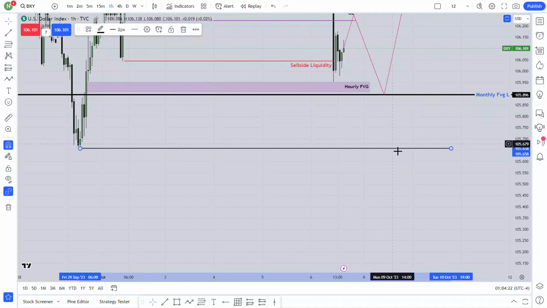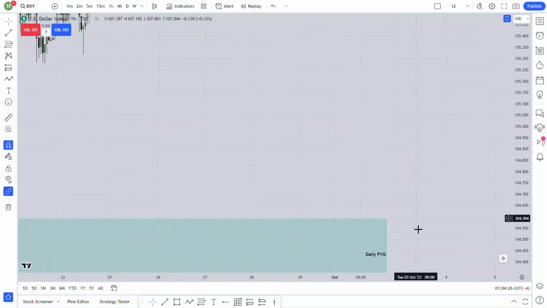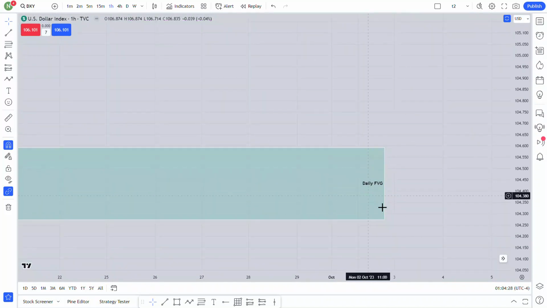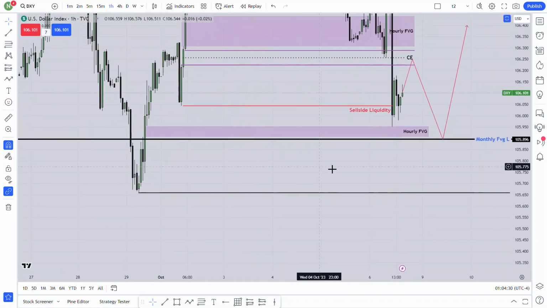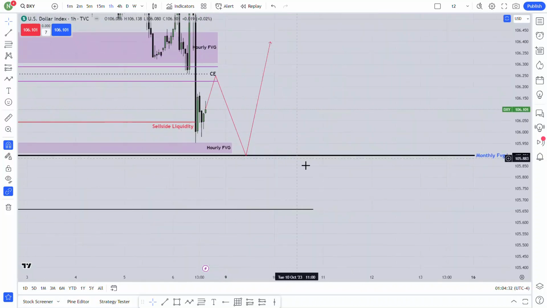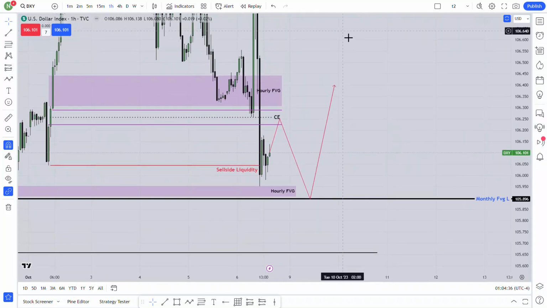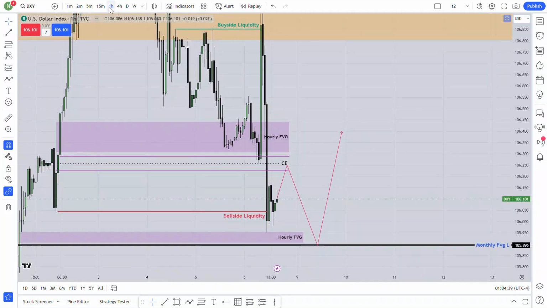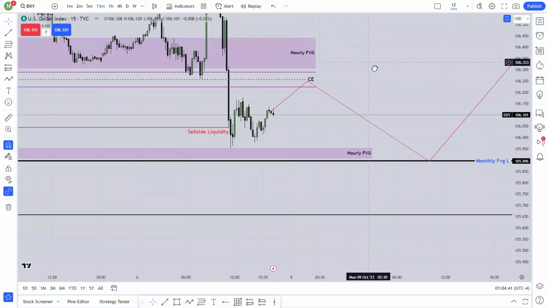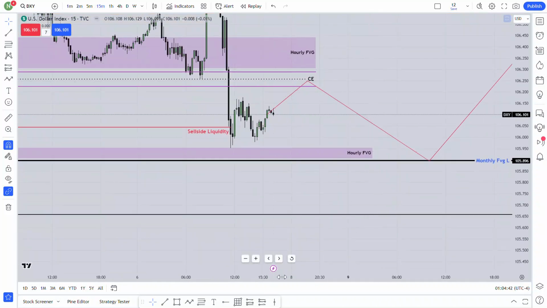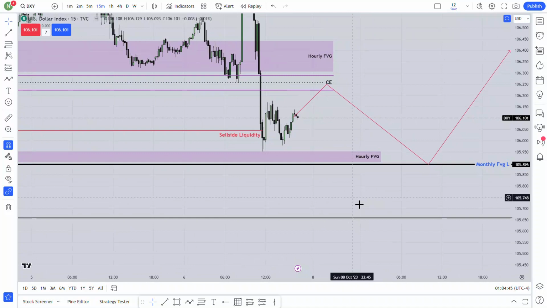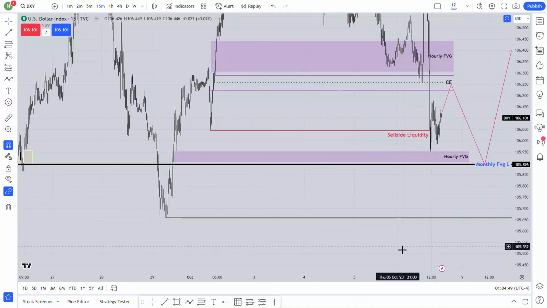And when market comes here, if I see a very big run, then I will expect it will come to this daily fair value gap. Until market is above this level, this monthly fair value gap low, I am expecting higher price. So let's go to the 15-minute chart, and it's not important over here. You can just stop over there.